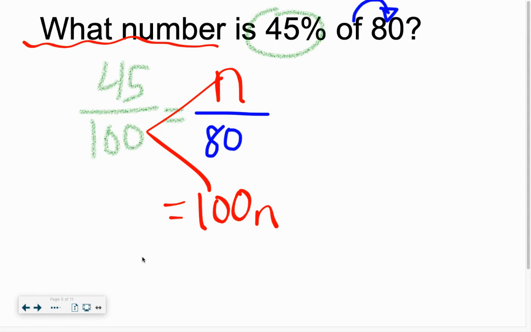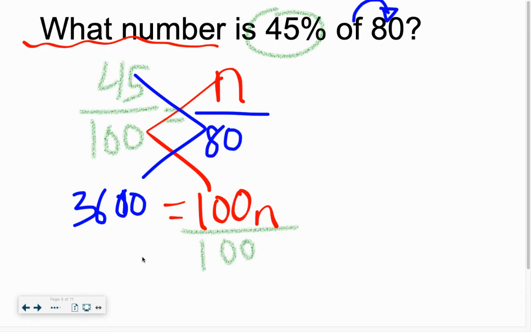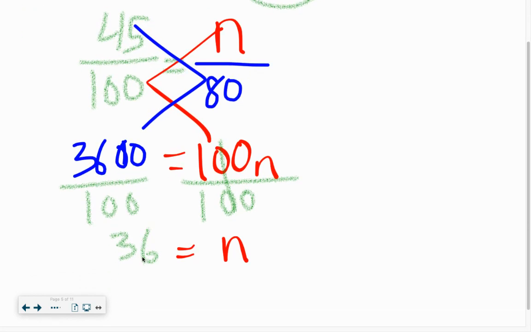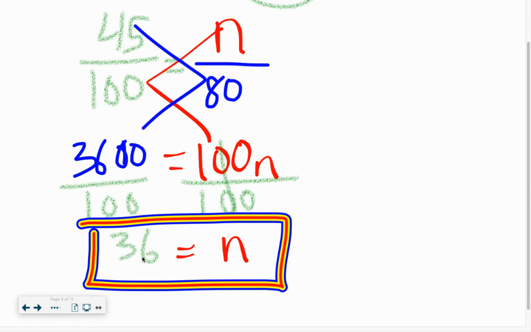100N, and then here we've got 45 times 80. By all means, please grab a calculator. Yes, you could do that off to the side and get 3,600. That works as well. Solve for the variable, so divide both sides by 100 since the 100 is touching the n. That gives you n equals 36. Mental math, calculator approved. What number is 45% of 80? 36. No label needed.